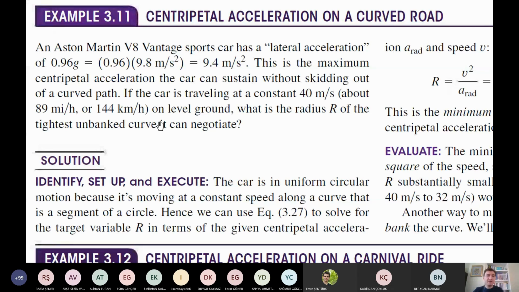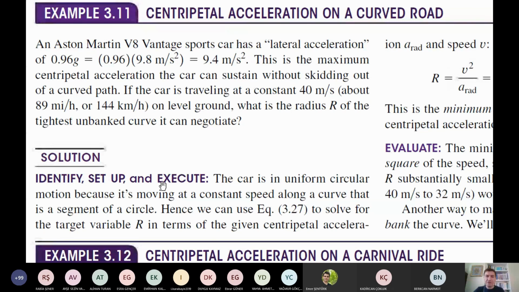If the car is traveling at a constant 40 meter per second, about 144 kilometer per hour. So remember the units in the first lecture. This is in meter per second, this is in kilometer per hour. Okay, you can convert this unit to this one. So if the car is traveling at a constant 40 meter per second on level ground, what is the radius r of the tightest unbanked curve it can negotiate?